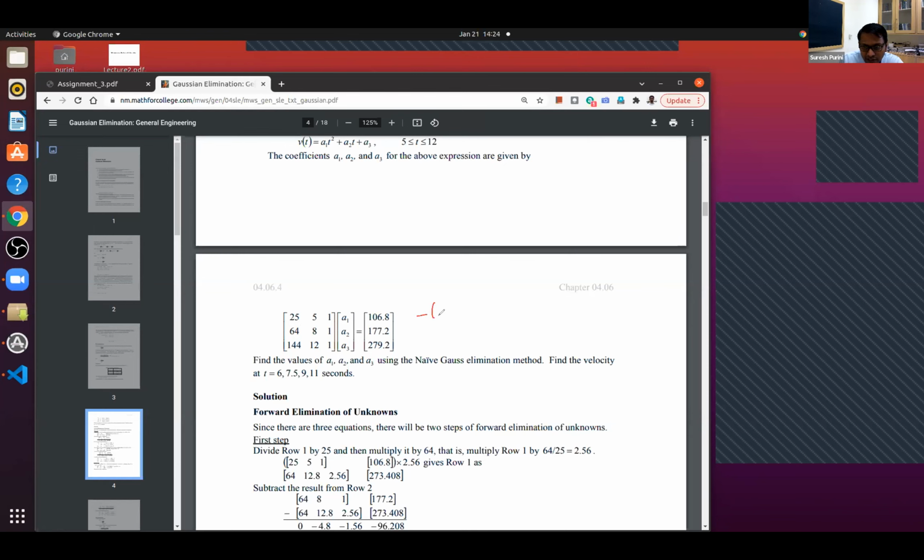Minus 64 divided by 25 into row R1, we add it to row R2. Yes or no? Similarly, in order to zero out this 144, what do we do? We do minus 144 divided by 25 into row R1 and we add it to row R3. So this one goes to row R3 and this one goes to row R2. We add this.